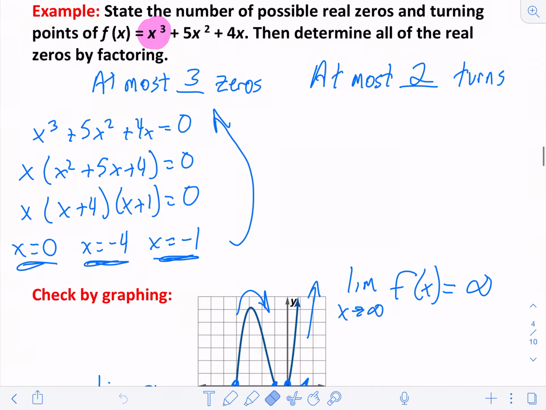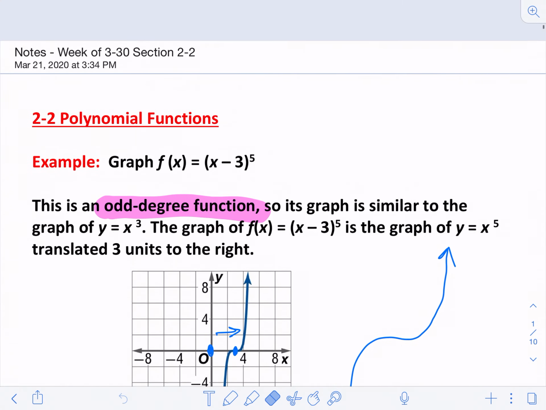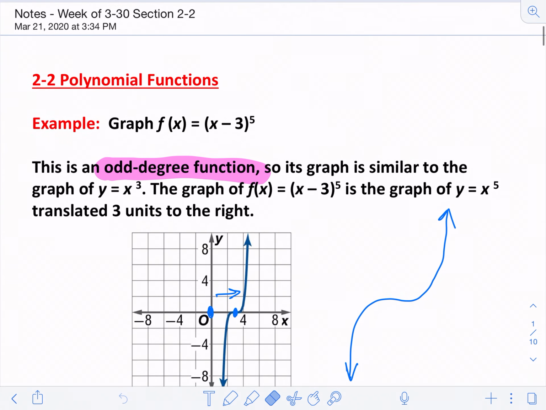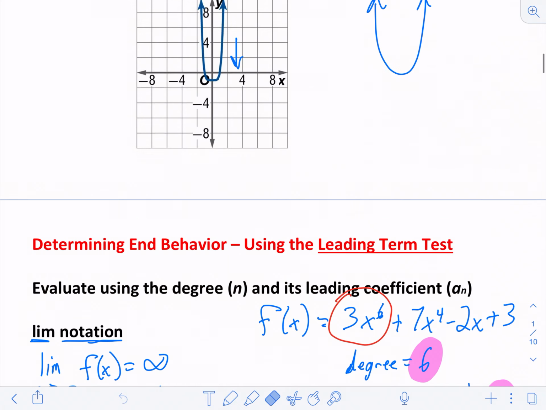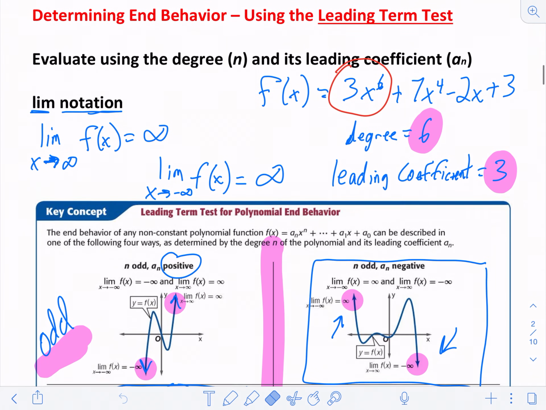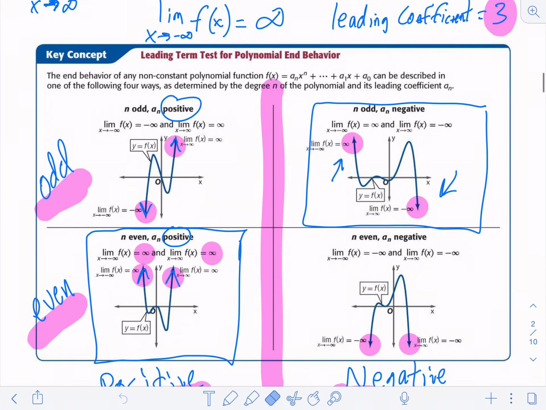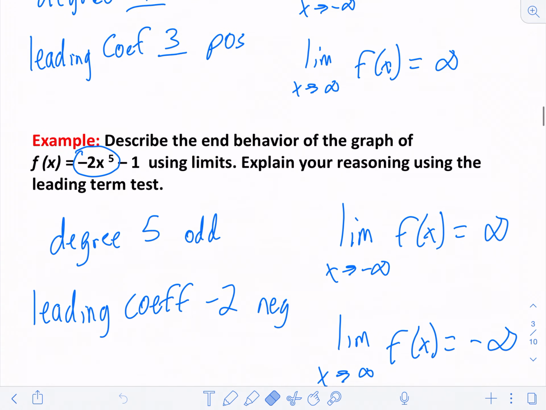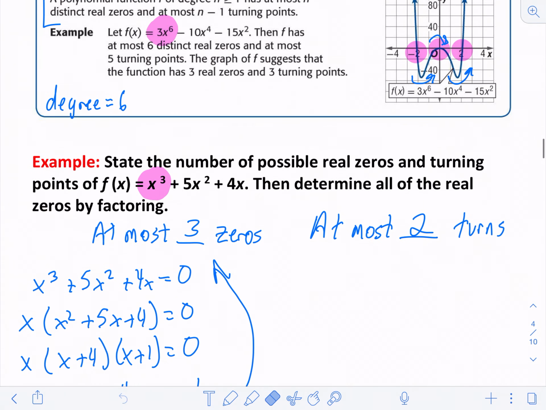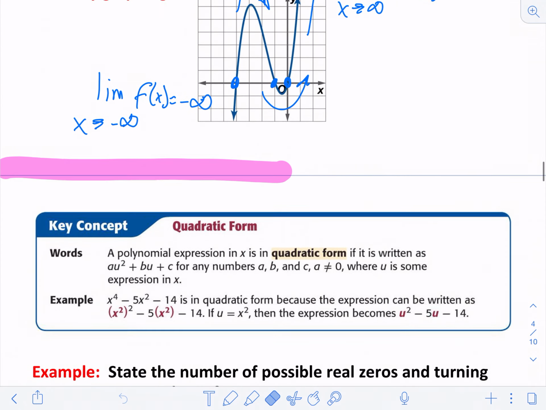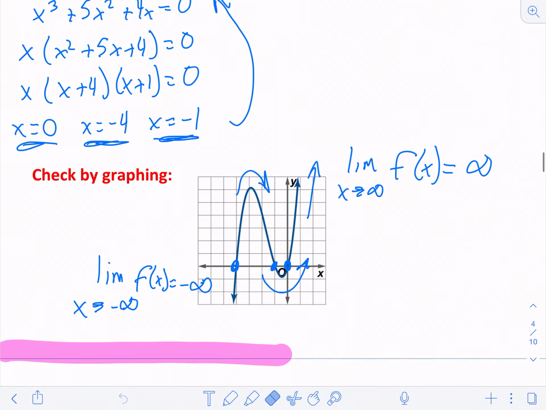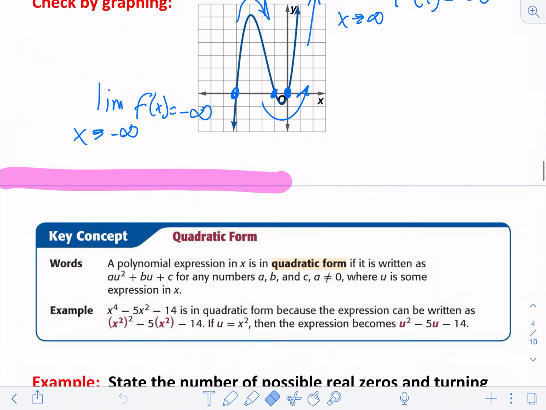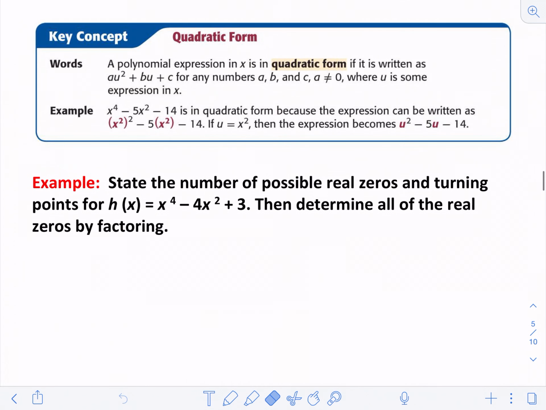So really quick, just to do a very quick recap of what we've covered already. We talked about our odd and even degree functions. We talked about how we could use the leading term test to determine the end behavior of our polynomial functions. We also looked at the zeros and the turning points of our polynomial functions, and that's where we left off with the last video. So now I want to talk about something called the quadratic form of a polynomial function.